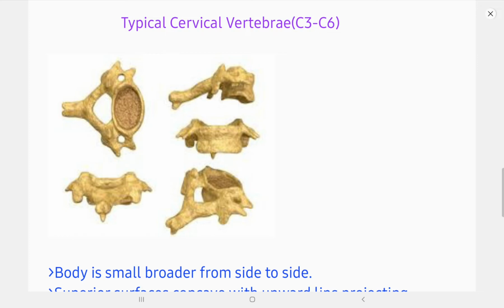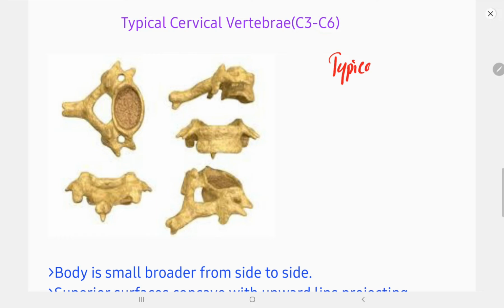Today I'm going to take a new lecture on typical cervical vertebra. I have told you that C1, C2 and C7 are atypical cervical vertebrae, and from C3 to C6 are typical ones. And what do you mean by typical and atypical?